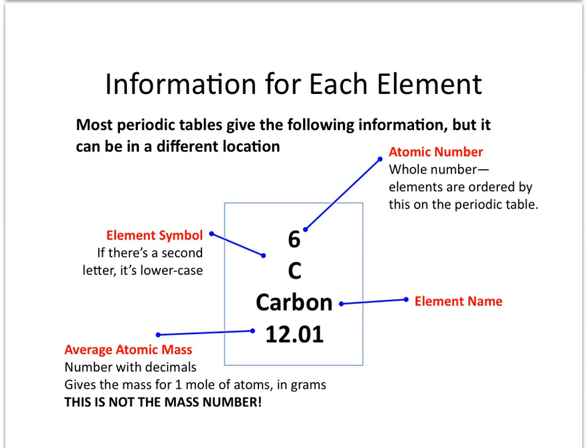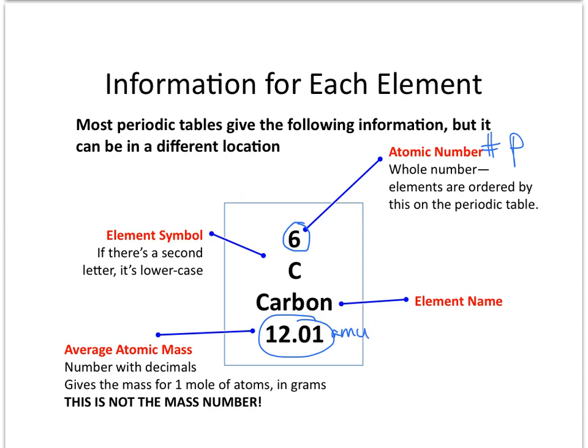Each element has a specific set of information. This should be a lot of review for you. Of course, the whole number on the periodic table is going to be the atomic number, which tells us the number of protons in the atom. We've got the average atomic mass, which is the weighted average of all the naturally occurring isotopes. We learned how to calculate that in the last section, and it will be in decimal form. And we want to also remember that its unit is AMUs.